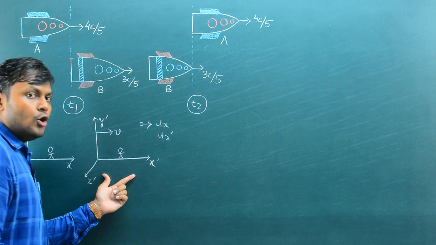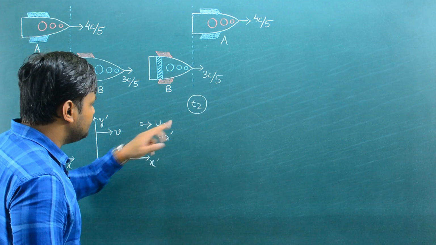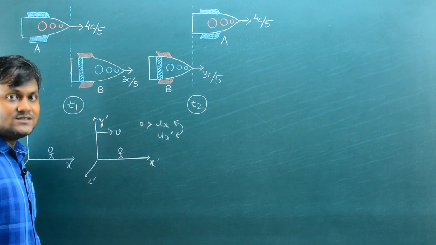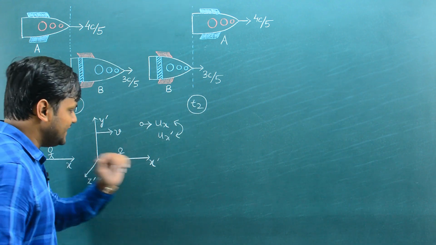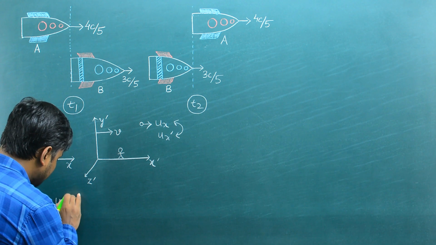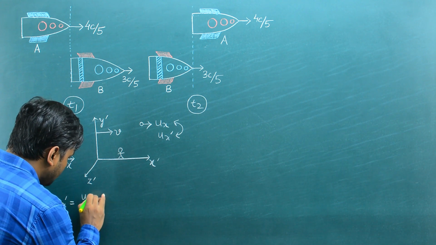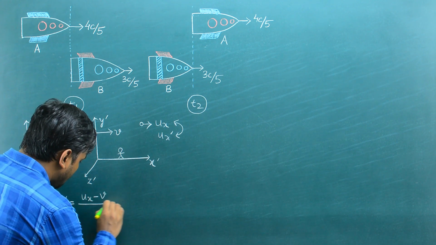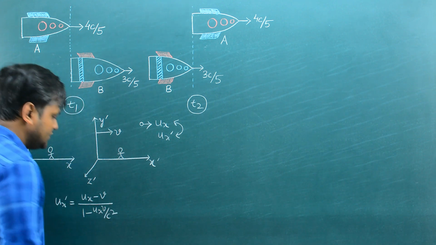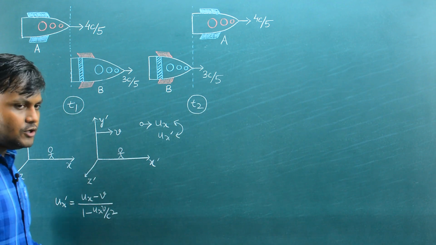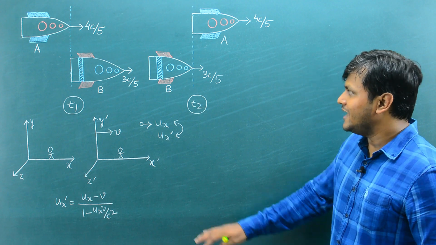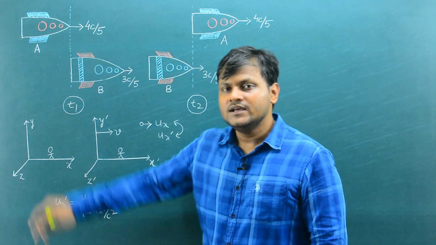Relativistic velocity transformation gives us a relationship between these two velocity components along the x and x dash axes, and it goes like this: ux dash equals (ux minus v) upon (1 minus ux v upon c squared). This is a very standard formula for the relativistic velocity transformation that we can use in our scenario.